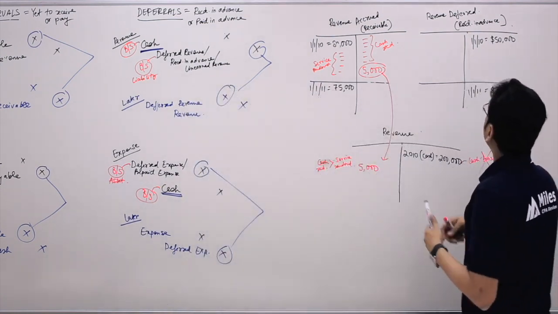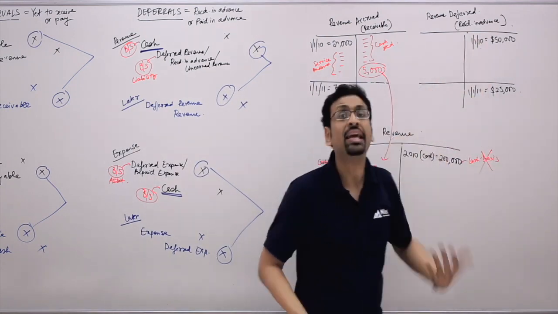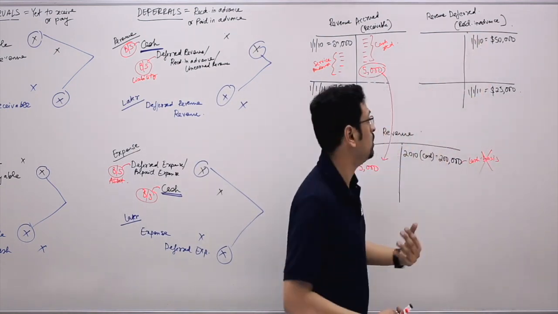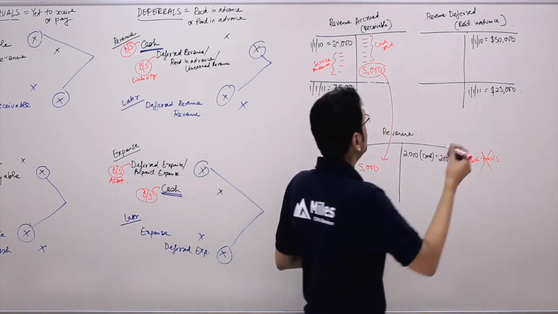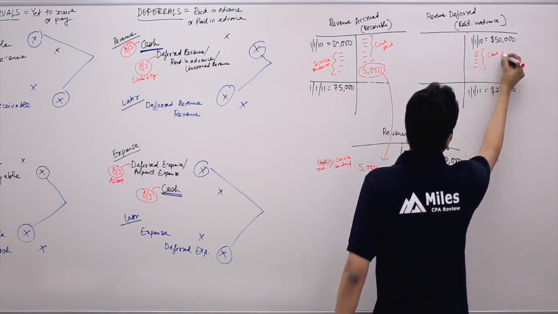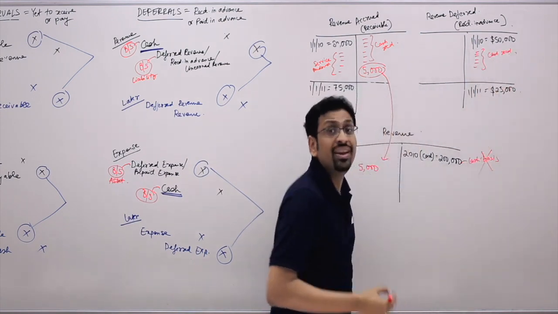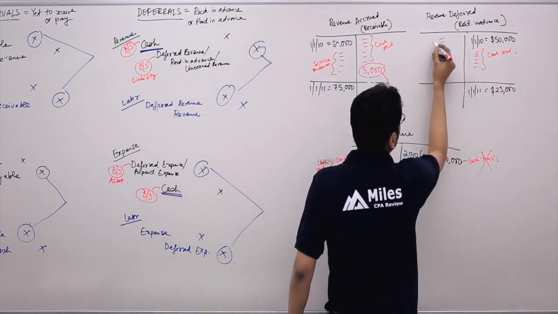Now in this case, the beginning deferral was $50,000. So beginning received in advance was $50,000. During the year, they would have received more advances. There would have been more amounts of cash received, and they would have rendered services. When they rendered services, this deferral would reduce.